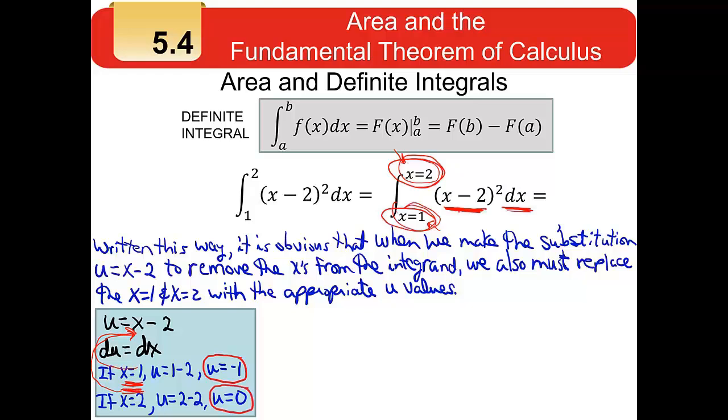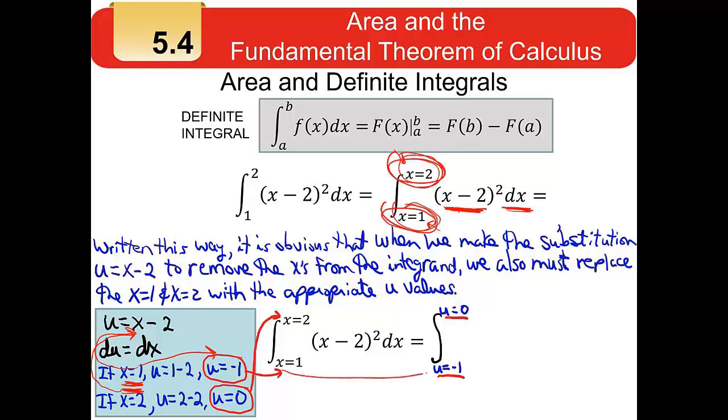So these limits that used to be 1 and 2 that were x values now are going to become u values. So the 1 turns into a minus 1, and the 2 turns into a 0. So when you change from x's to u's, not only does the x minus 2 have to change to u, and that gives me u squared, and the dx change to du, the limits of integration have to change as well. But it's easy.